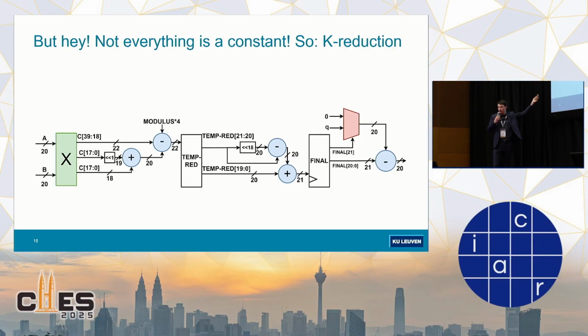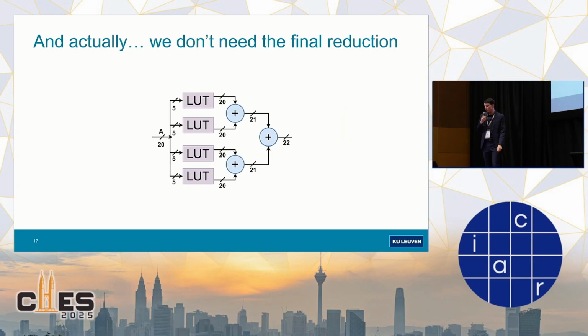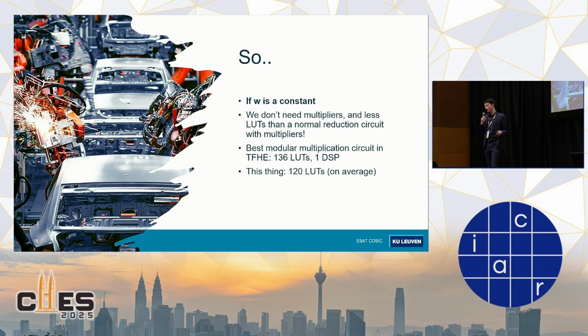And the best thing of all is to realize that we don't actually need this final reduction. We just need to do the lookup tables and then add together. Sure, the end result is 22 bits, because we're adding 20-bit results together, but we can do lazy reduction. We can reduce that at the very end, so we only have to do the whole thing at the very end. So if W is a constant, we don't need multipliers. We just need lookup tables. Or more to the point, all our LUT-based multipliers just become modular multipliers for free.